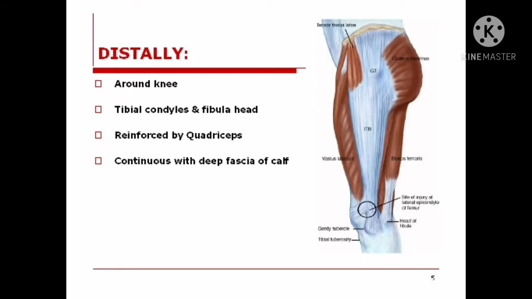After the superior attachment, let us see the distal attachment. It surrounds the knee joint, it surrounds the tibial condyles, and it is also attached to the head of the fibula. It reinforces the quadriceps muscle's tendon, and it is continuous with the deep fascia of the calf region, or the leg region.